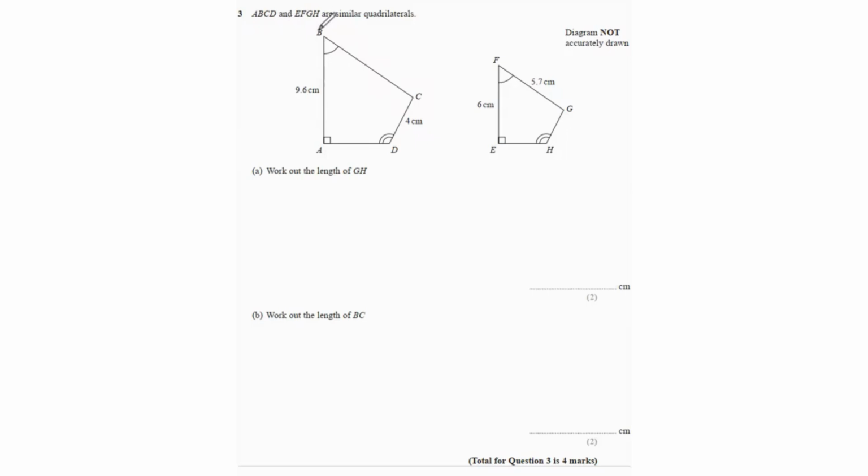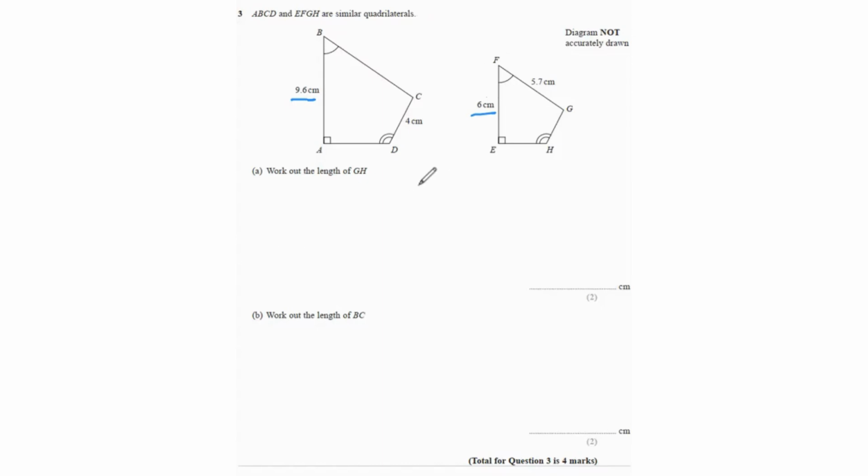It says ABCD and EFGH are similar quadrilaterals. We need to work out the length of GH. So what you need to remember in similar shapes is that if two shapes are said to be similar, that means the same side on both shapes are increasing or decreasing in size based on a scale factor. And that scale factor is constant for all the lengths. So if we look at the length AB is similar to the length EF. 9.6 turns into 6, which means we multiply something by 9.6 to make it a 6. And that something is a scale factor.